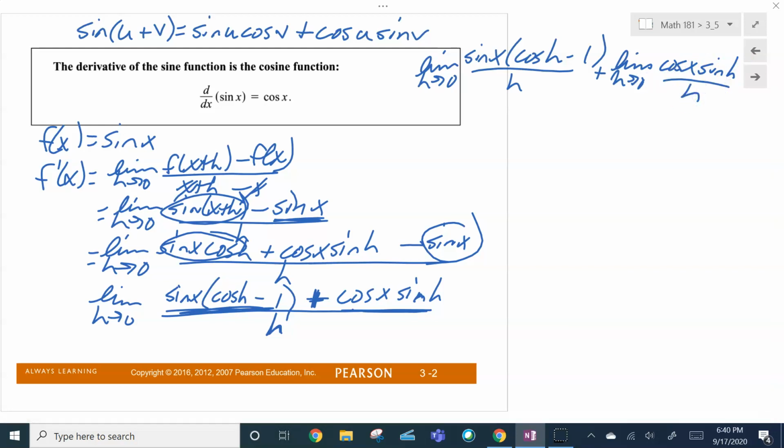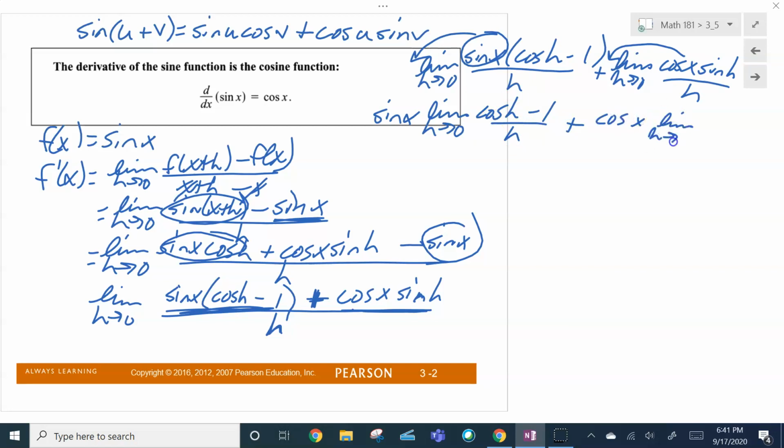Now what I can do is take the sine of x out front. That's just a quantity there. It's just sine of x, whatever x is, and cosine of x I could take out front too. So I have sine of x times the limit as h goes to 0 of cosine h minus 1 over h, plus cosine x times the limit of sine of h over h.